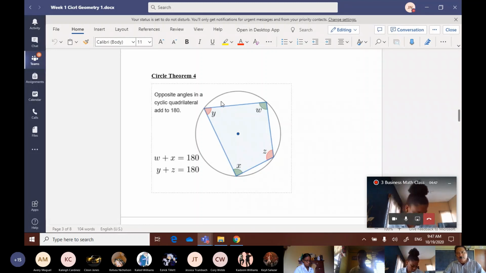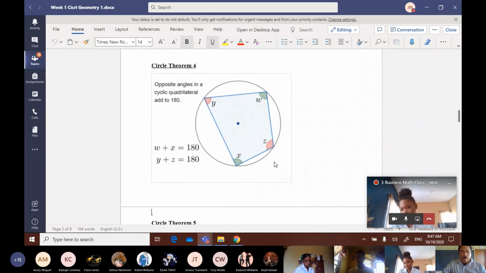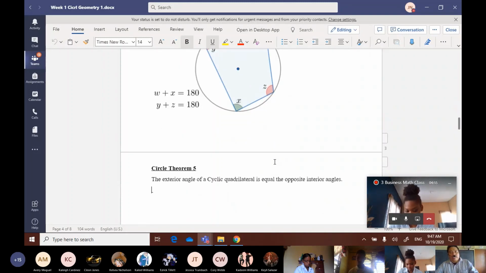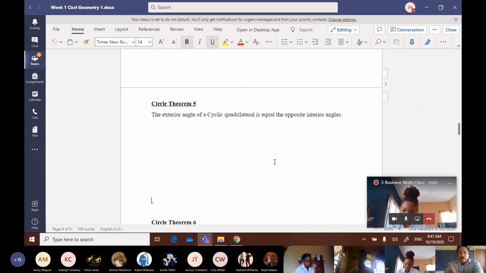Opposite angles in a cyclic quadrilateral add up to 180 degrees. So W plus X is 180, Y plus Z is 180. We went over that last week. Circle theorem 5, I said, the exterior angle of a cyclic quad is equal to the opposite interior angle. We looked at that as well, and I showed you a diagram on the board.